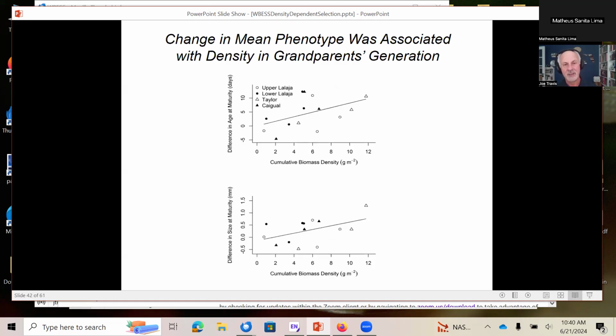Further, here's the difference in age at maturity in all the populations graphed against the biomass density of their grandparents. So the change in mean phenotype was associated with the density in the grandparents' generation, strongly consistent with exactly what we would expect from the theory of density dependent selection.